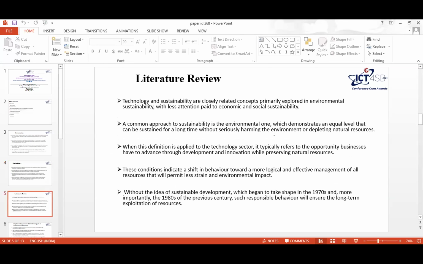So moving on to the next slide, this is our literature review. The literature review draws a similarity between sustainable technology and sustainability, which are closely related concepts that have been thoroughly explored in environmental studies.